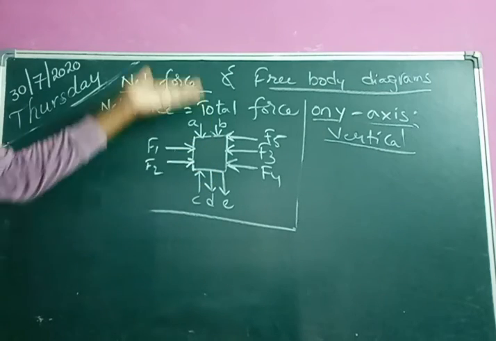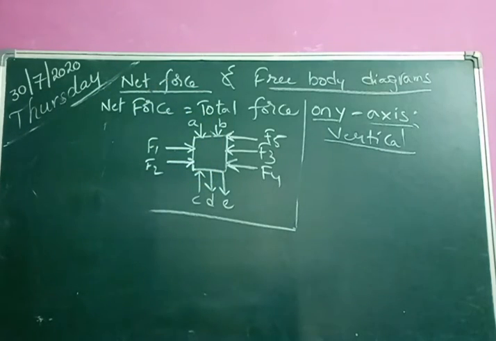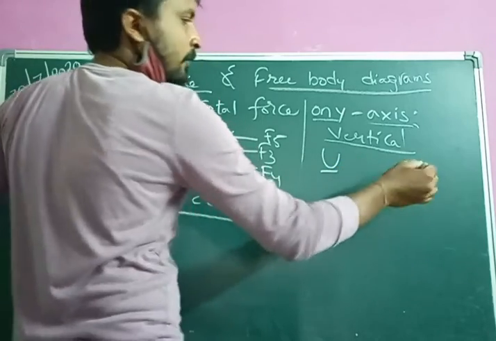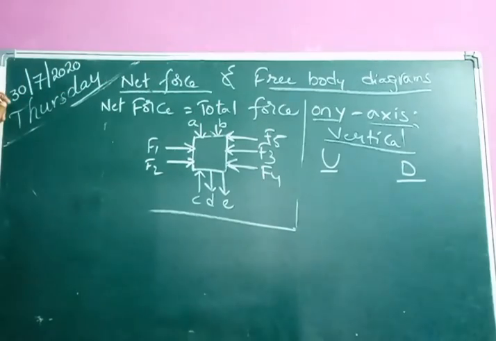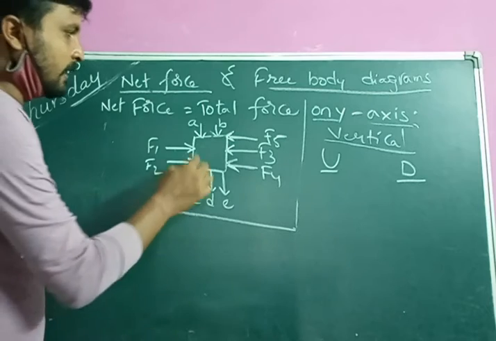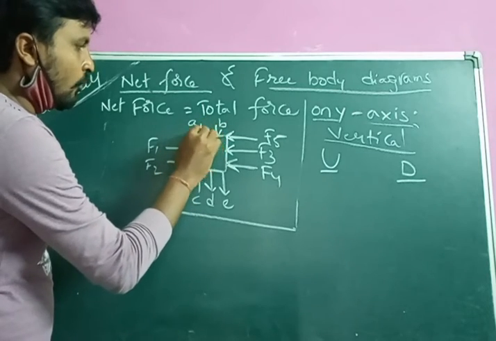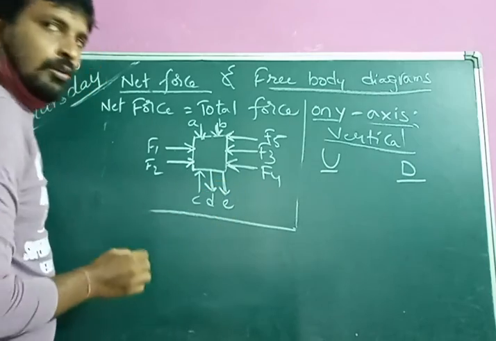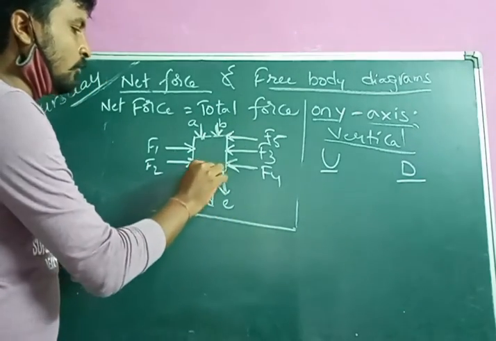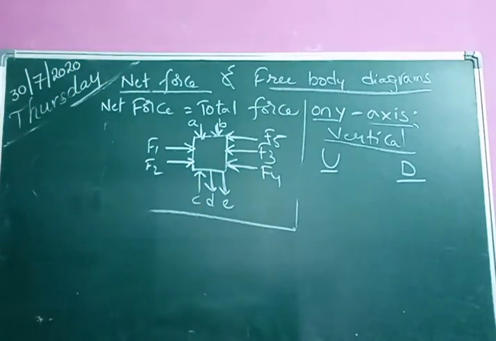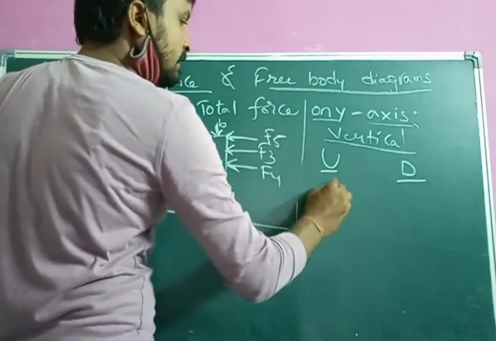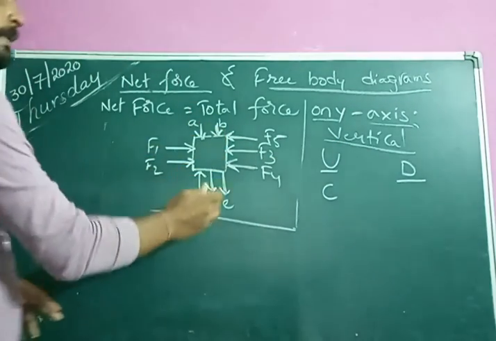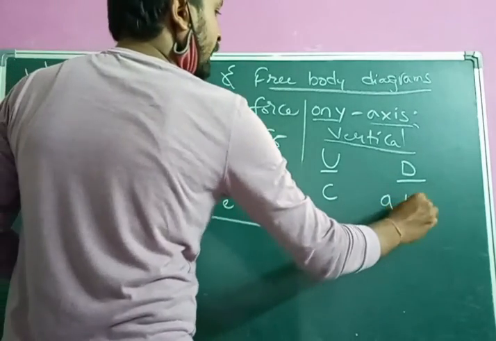That means upside force and downside force. So here I am writing upside and downside. Here, upside force: how many forces are acting in the upward direction? Find out. A, B, D, E are acting downward, but C is the only one acting in the upward direction. So the vertical force in the upward direction is C only, whereas in the downward direction, all of A, B, D, E are acting downward.